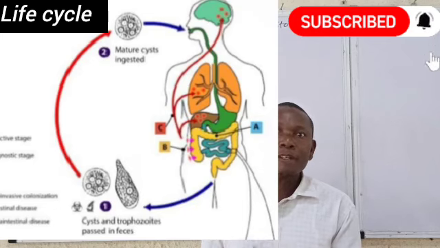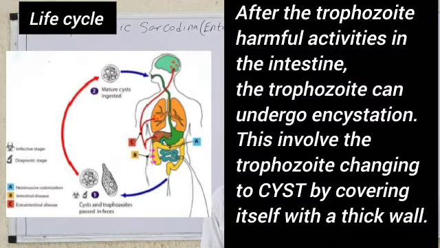This trophozoite is the one that actually causes a lot of damage in the intestine of the human being. Now, after various pathogenetic activities, which we'll discuss in our next subtopic, pathogenicity of this parasite, the trophozoite can also undergo what we call encystation when moving down.